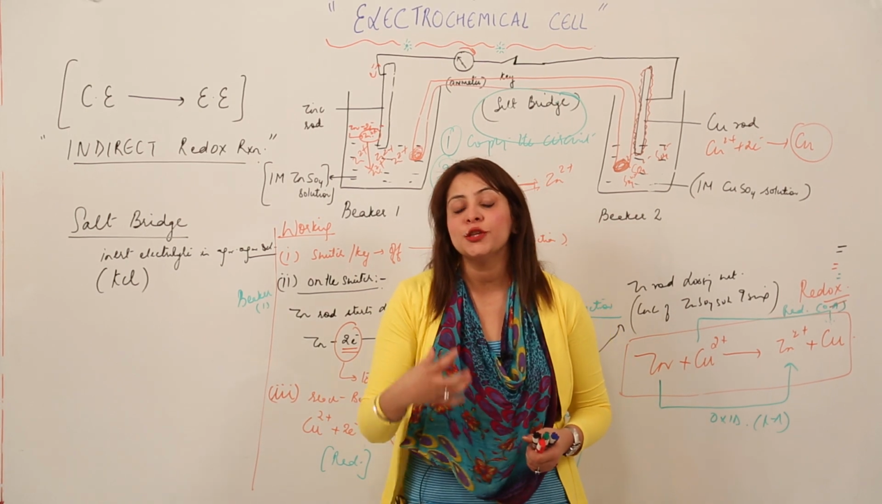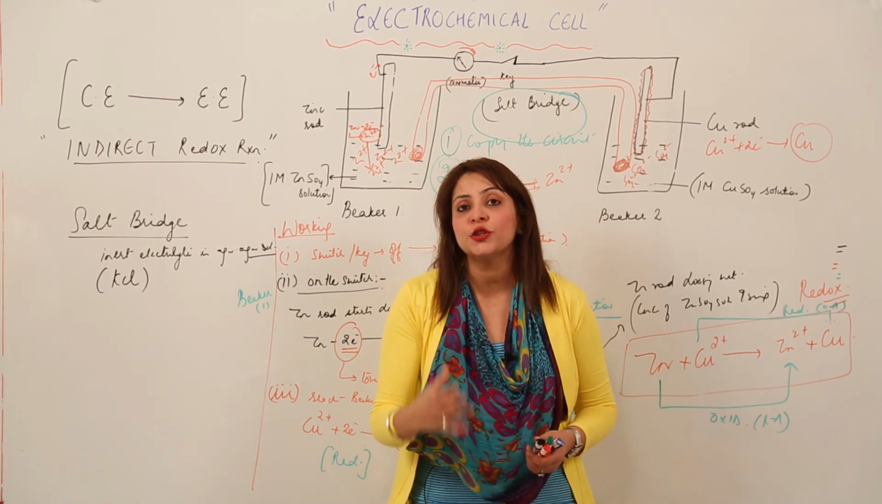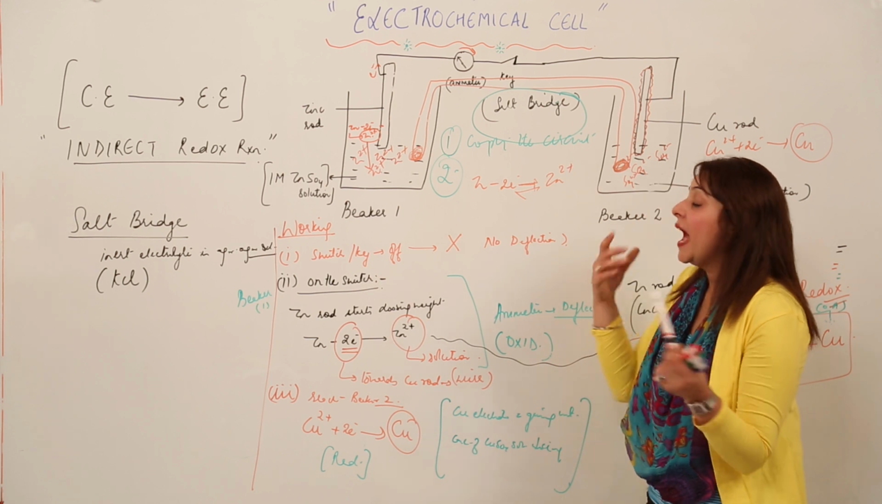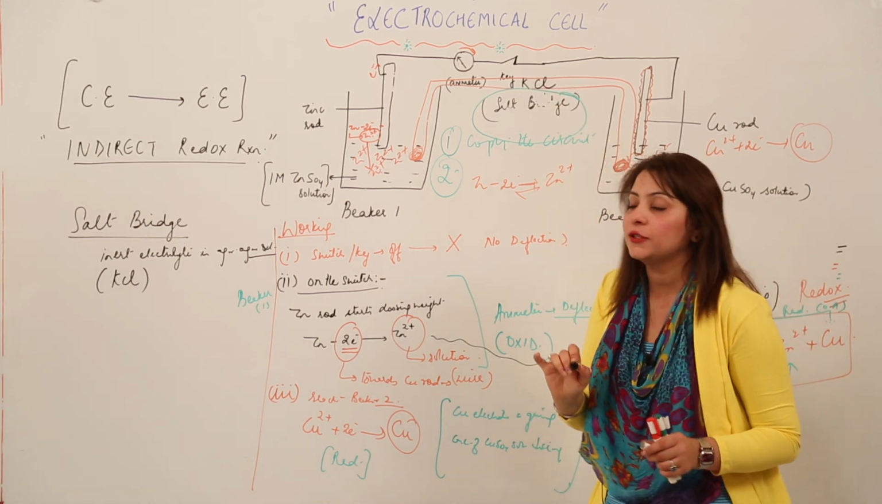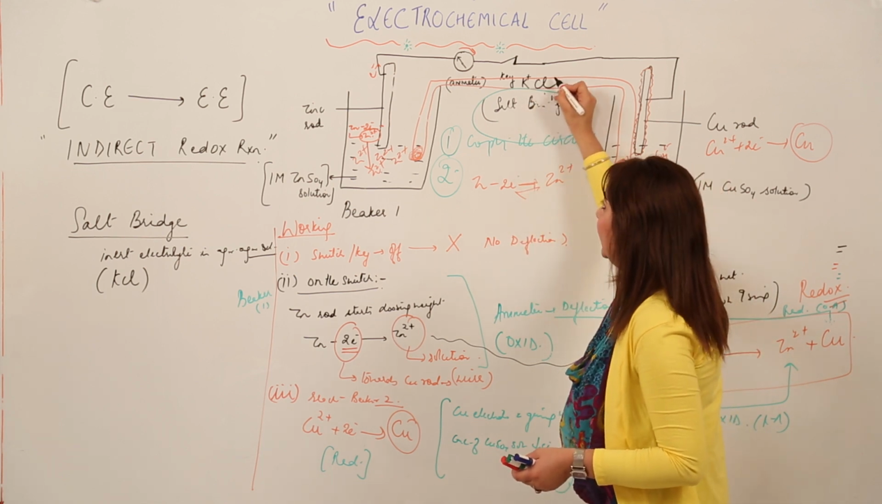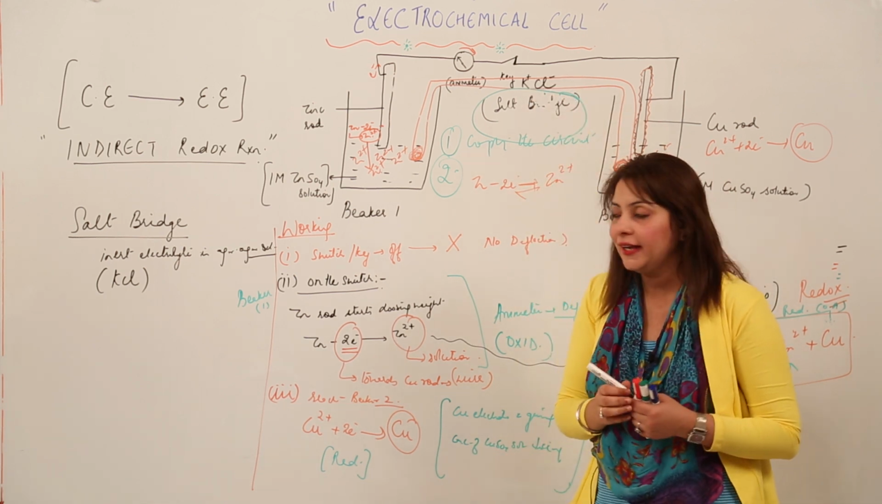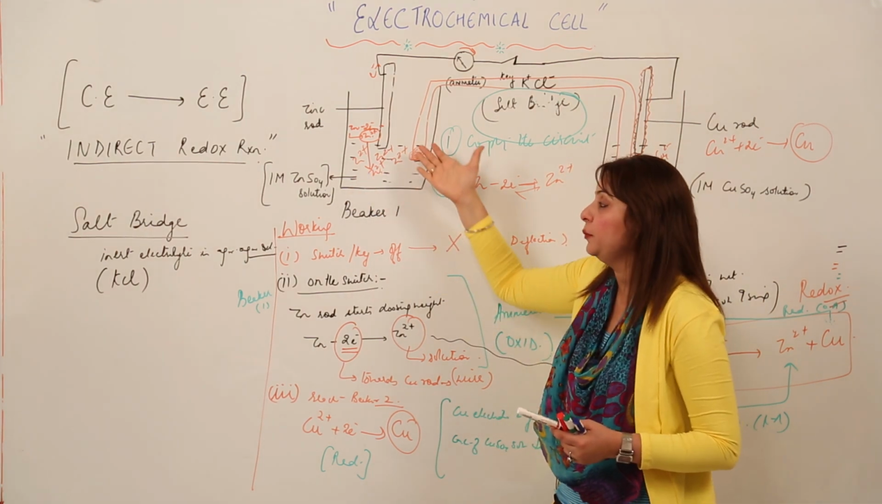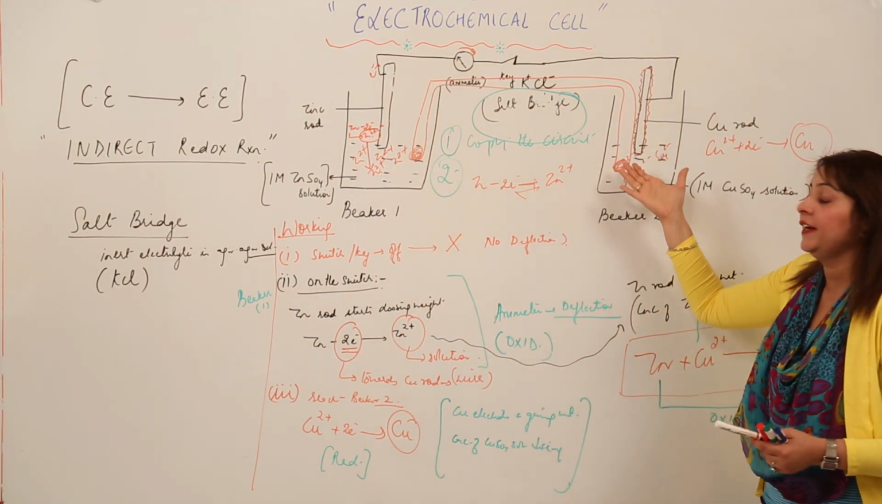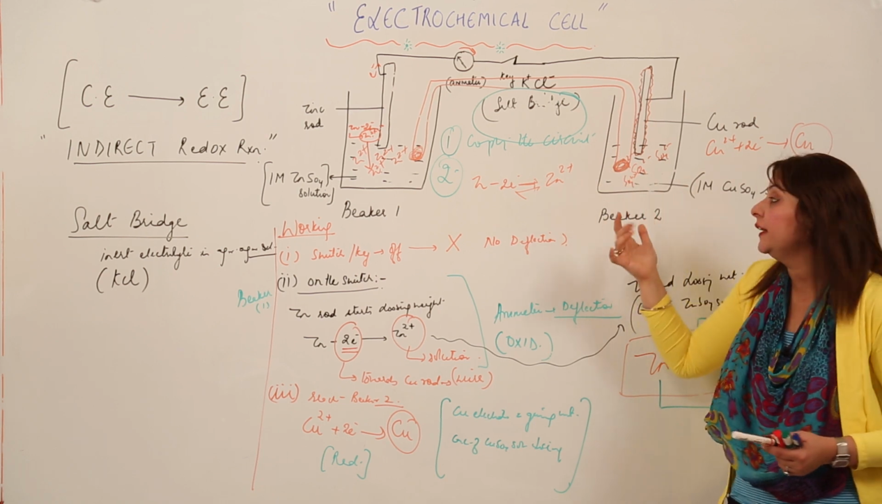So at that moment the salt bridge plays an important function. So just look at the board how it plays. As you know, the salt bridge consists of an inert electrolyte. That means it has the potassium ions and the chloride ions. As I told you, there is excess positive charge deposited in beaker 1 and there is excess negative charge surrounding the copper rod in beaker 2.